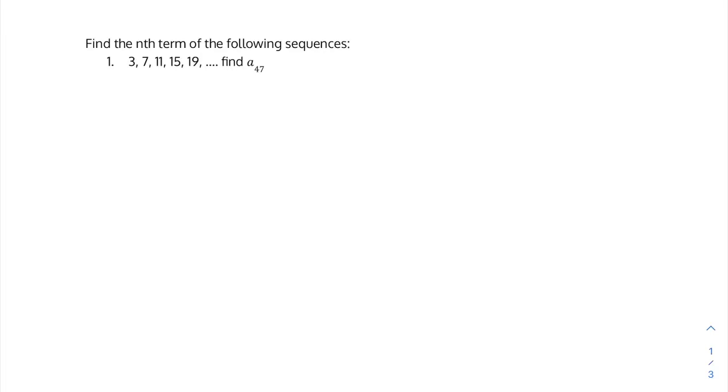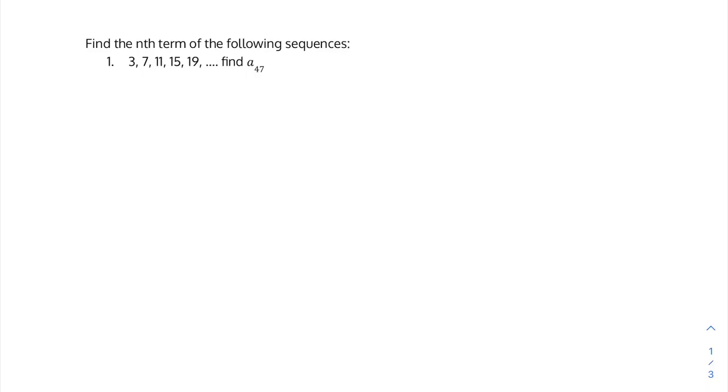This video is going to cover Learning Target 1 of Unit 2. We're going to see some straightforward examples as well as some ones that require a little more thought. All of these problems have the same starting question. Find the nth term of the following sequences.